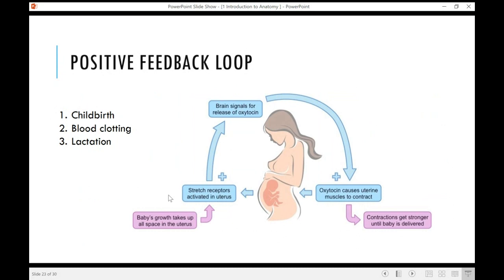Therefore, we're going to activate those stretch receptors even more, which is going to cause us to release even more oxytocin, which is then going to cause stronger uterine muscle contractions. So we're going to continue to contract stronger and stronger until the baby is delivered. Once the baby is delivered, we stop with the oxytocin contraction. Same thing happens with blood clotting.